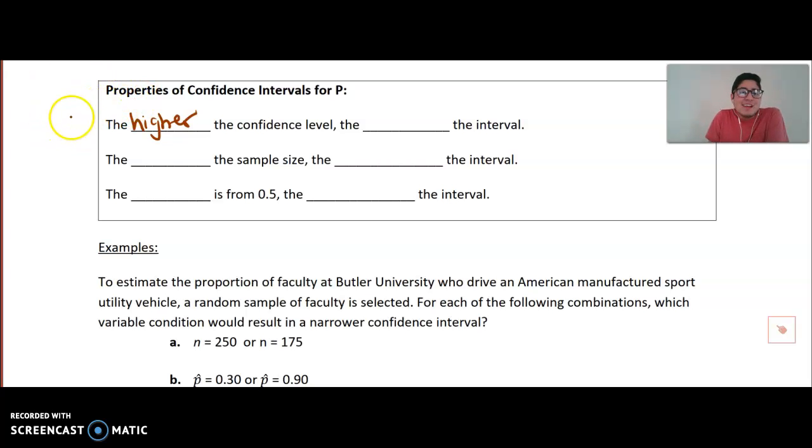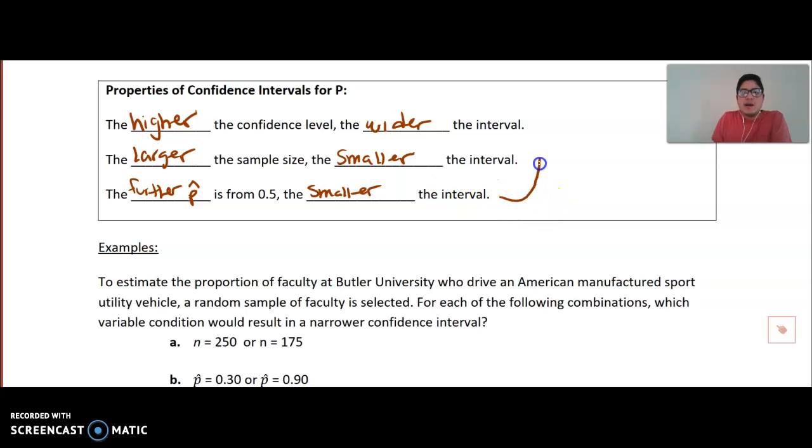Well, anyways, the higher the confidence level, the wider the interval; the larger the sample size, and this one we can think about intuitively. We know that larger samples tend to have smaller variability. So the larger the sample, the narrower the interval. So increasing our sample size will decrease the width of the interval, increasing the confidence level will increase the width of the interval, and the further p hat is from 0.5, the smaller the interval.